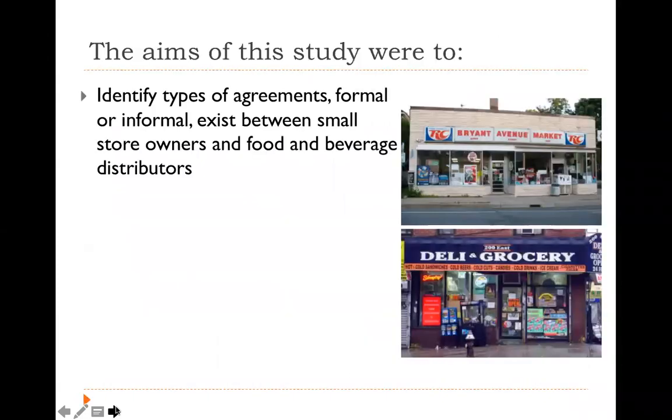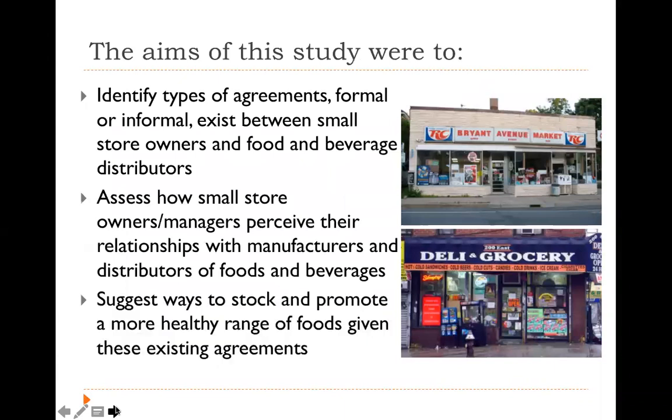So the aims of the study overall were to identify types of agreements, both formal or informal, that exist between small store owners and food and beverage distributors, to address this gap that Heather just mentioned in the literature. We wanted to assess how small store owners and managers perceive their relationships with manufacturers and distributors, and ultimately to suggest ways that we could increase the stocking and promotion of healthier foods in these small food stores.